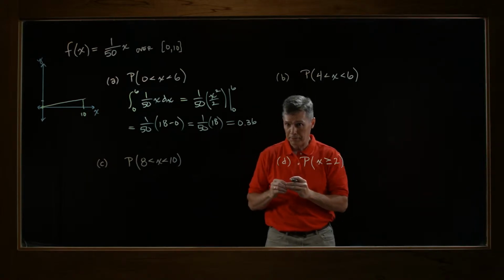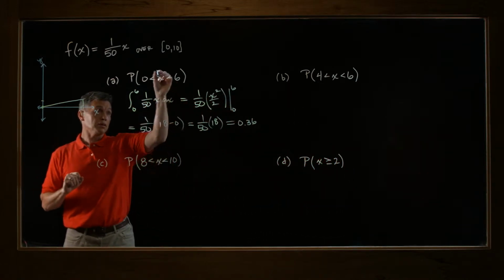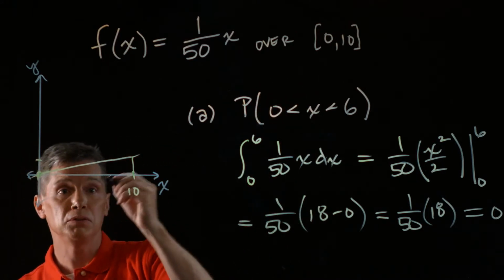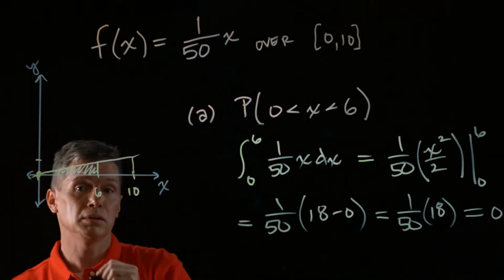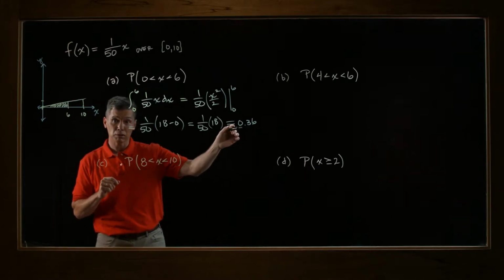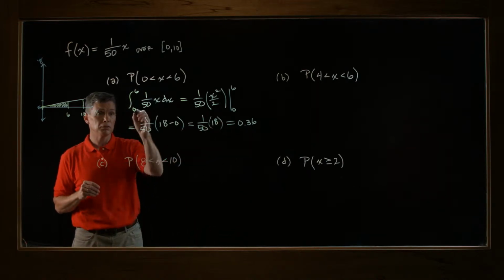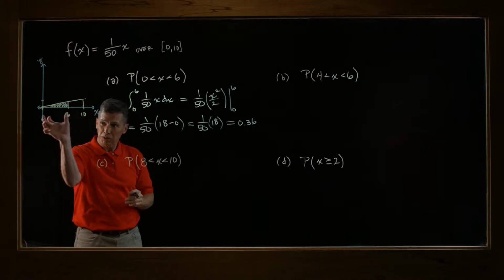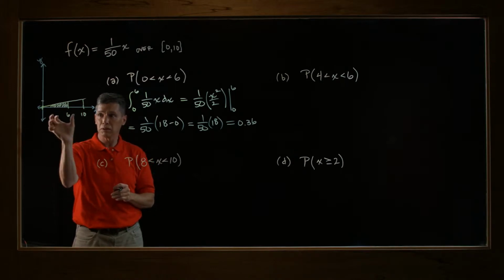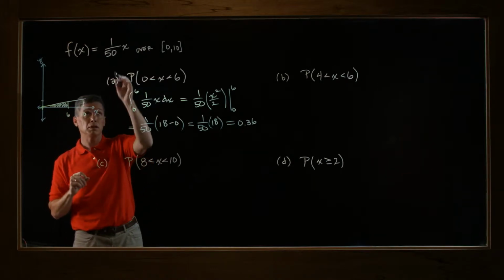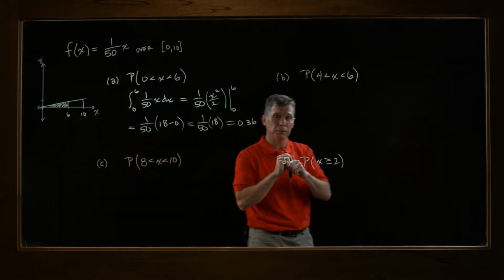If you want a visual for that, the graph here tells us that if we're looking from 0 to 6, here's 0, let's say that's 6, this area will equal 0.36. That's the relationship here: the probabilities are our areas. You could confirm by finding the area of a triangle. The base is 6 and the height would be 6/50th if you just plug in x. You should get 0.36 as well.